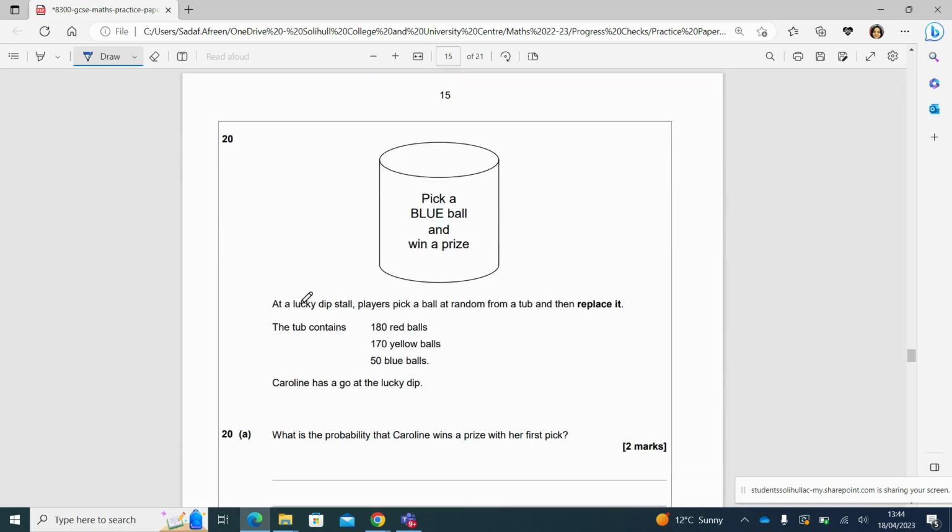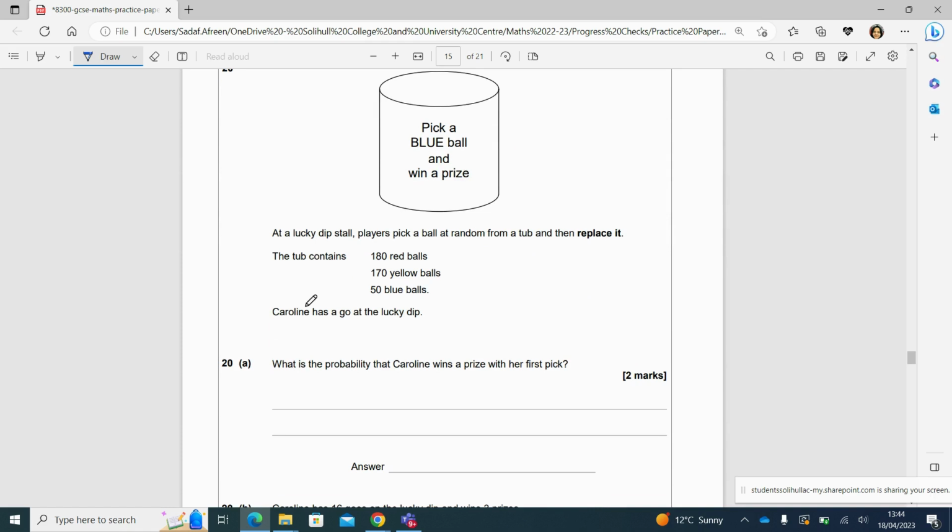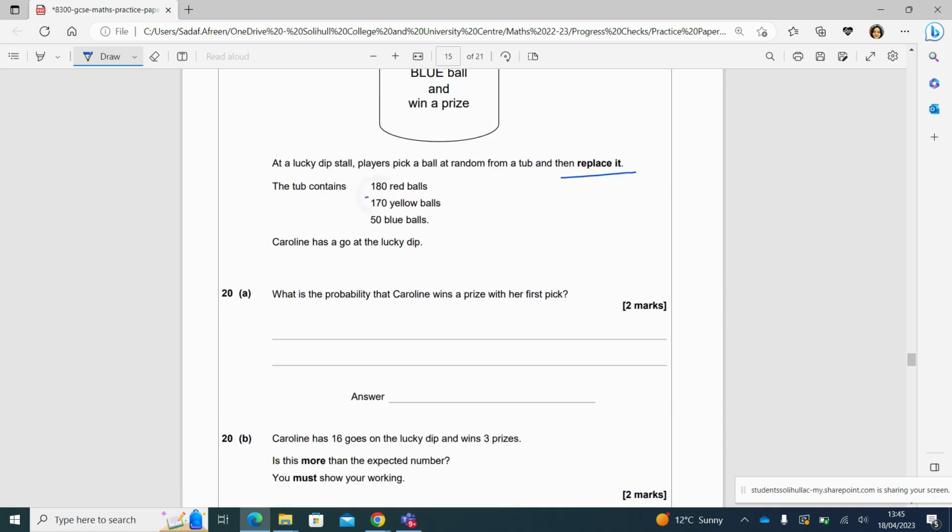Okay. Question number 20, it says pick a blue ball and win a prize. At a lucky dip stall, players pick a ball at random from a tub and then replace it. The tub contains 180 red balls, 170 yellow balls, and 50 blue balls. Caroline has a go at the lucky dip. So 180 red balls, 170 yellow, and 50 blue. What is the probability that Caroline wins a prize with her first pick?